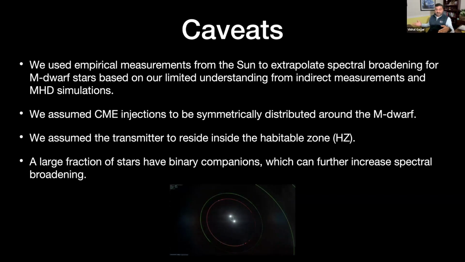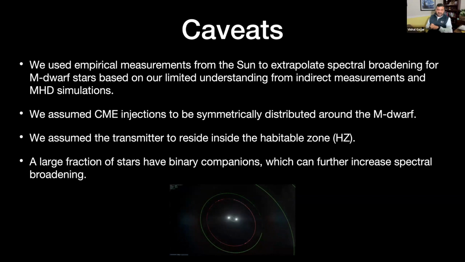Now, it could be possible that the transmitter is very, very far away from the star. Obviously, this is all assuming a planet orbiting a star in a habitable zone. But if the planet where the transmitter is located is much, much further out from the star, then the effects are not going to be so prominent.